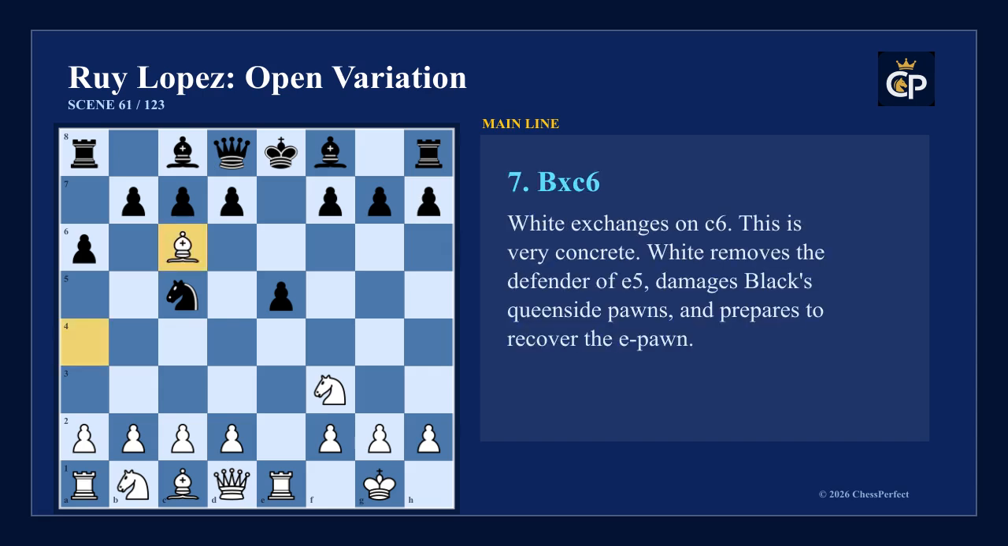Bishop takes c6. White exchanges on c6. This is very concrete. White removes the defender of e5, damages black's queenside pawns, and prepares to recover the e-pawn.